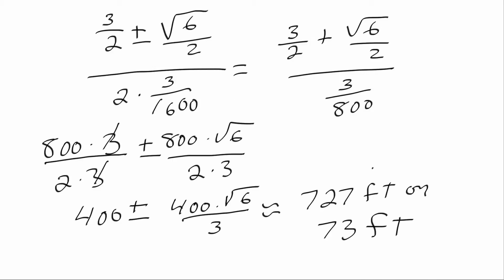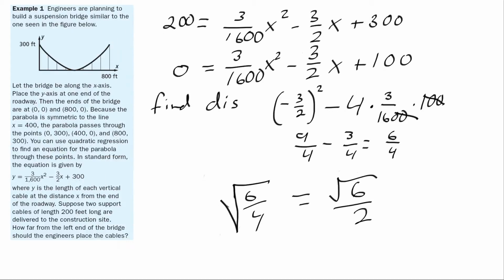Let's get back to our problem here: 200 feet long, how far from the left end of the bridge should the engineers place the cables? So we've got our two answers. Now, equally true, we could have plugged this quadratic equation into our calculator, get a graph of the parabola, compare it to the equation y equals 200, and see where our two intersections are along the graph. Do you want to see that? Okay, hang on a second.